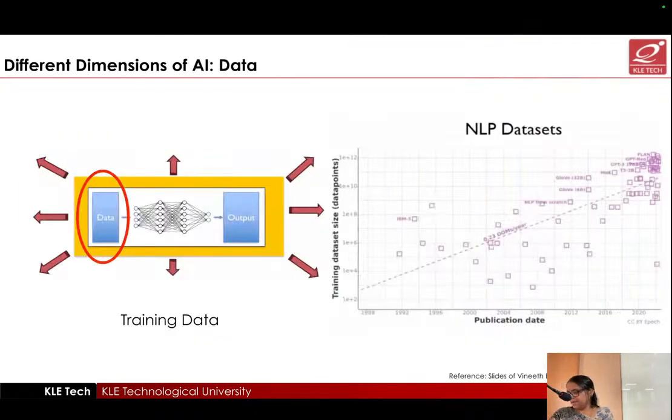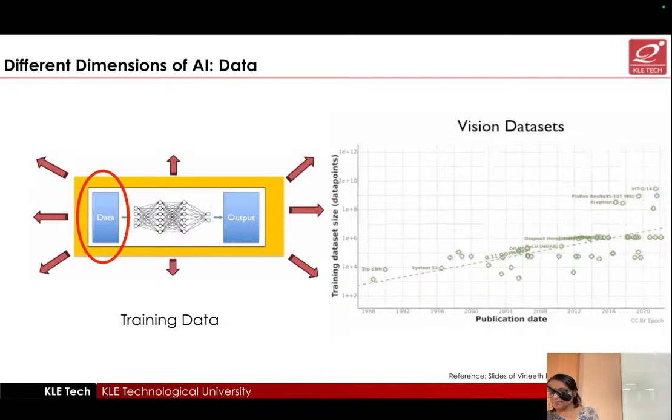I think I'll quickly scan through this. So what are the different dimensions that we have? In any DL, we have data, we have an architecture or a model, and we have an output. When you look into only the data part, the datasets have grown hugely over a period. This is more of an NLP dataset, and this is more of a vision dataset.